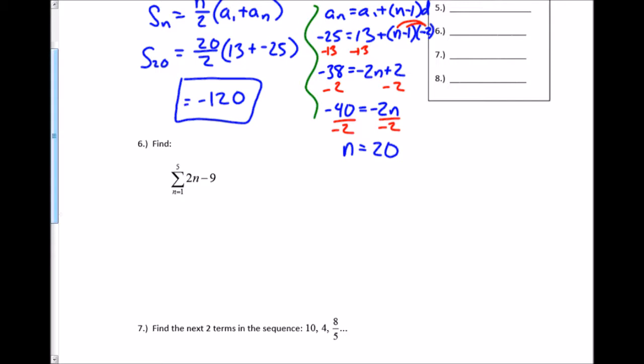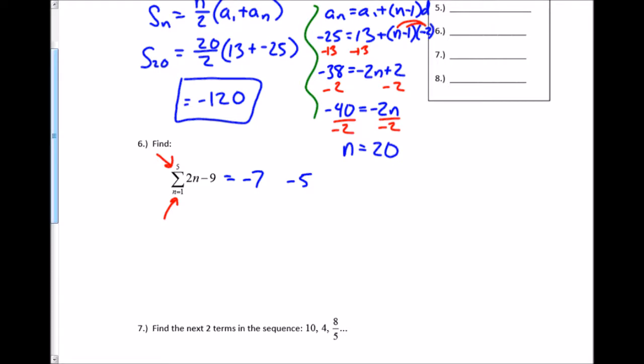If I look at the next one, I've got sigma notation here. Remember, this is my starting value. This is my stopping value. So I start by plugging a 1 in. So I'm plugging a 1 in right here for n. When I plug a 1 in here, I have 2 times 1, which is 2, minus the 9, which is a negative 7. And then I plug a 2 in. When I plug a 2 into this thing, it gives me a negative 5.